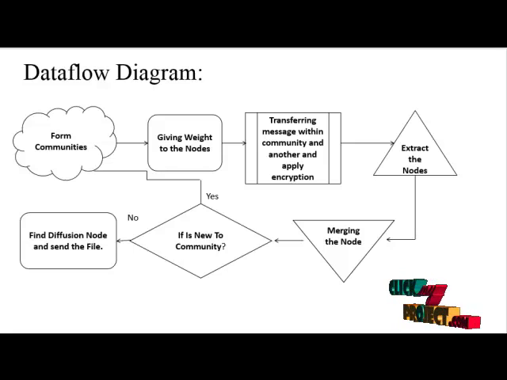And if we find a node that is new to the community, we repeat the same process. If not, we find the most responsible and highest performance node, and we transfer our file to the destination. And after reaching the destination, we apply the decryption techniques to decrypt the data and send it to the receiver. This is the overall concept of our flow.